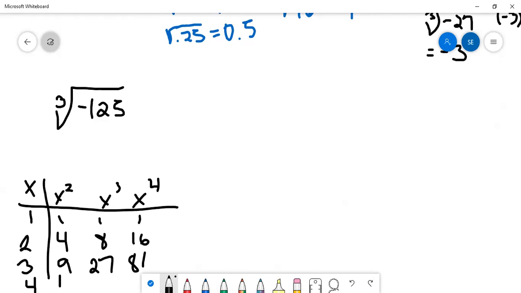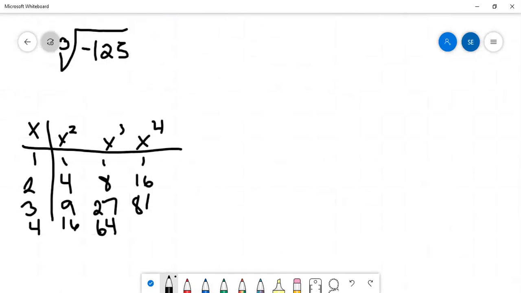4 to the 4th is 16, 64, I don't know what that next one is. If we have 5, 5 squared is 25, and 25 times 5 is 125. Okay, it's useful to know these. These are basic math facts, but writing them down and thinking of it this way really helps when you start looking at these cube roots. So x cubed is equal to negative 125. Well, 5 cubed is equal to 125. So this is going to be negative 5.